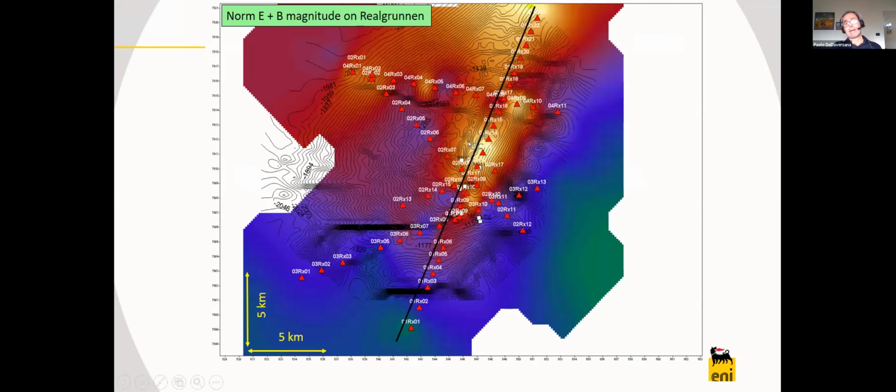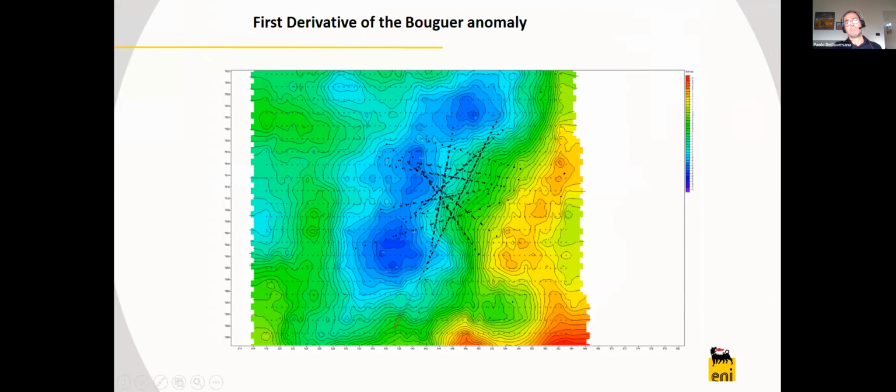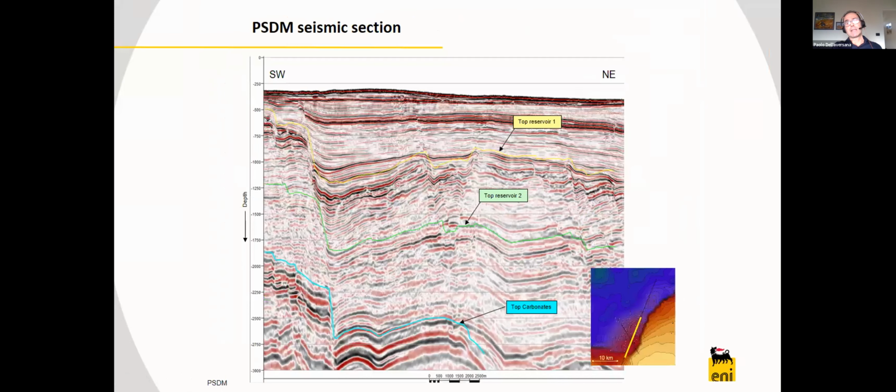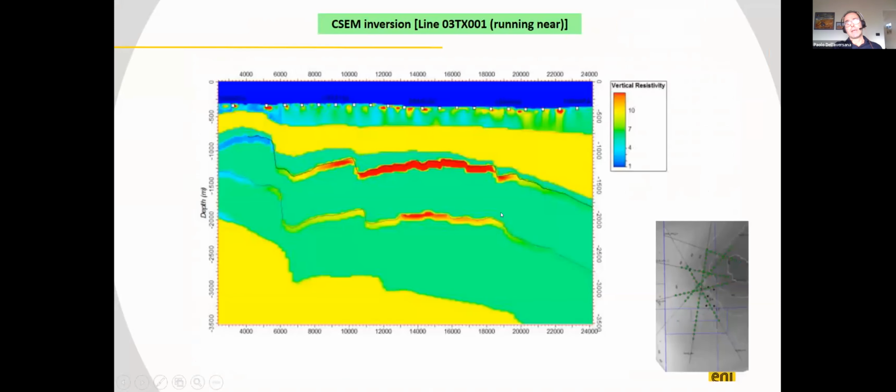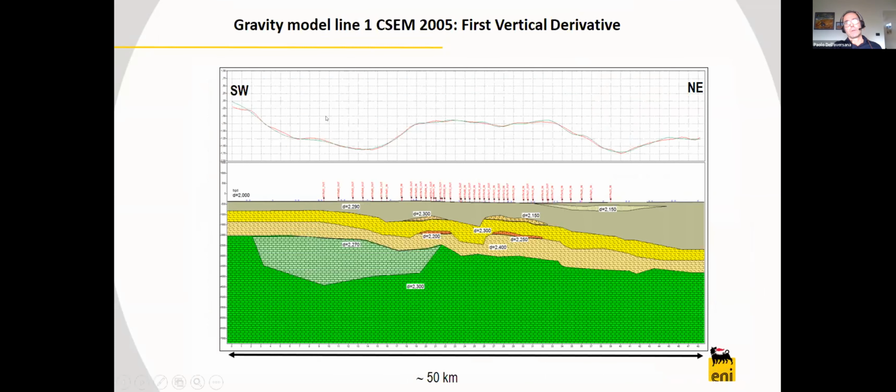This is another example, another CSEM line, where we have also the Bouguer anomaly. And this is the seismic line from which we extracted the depth of our reservoirs, the top reservoir, the bottom reservoir, and the carbonates. And this is an example of a modeling of CSEM data in the electromagnetic domain. And this is the final optimized 2D inversion. And this is the modeling of the first vertical derivative of the Bouguer anomaly.